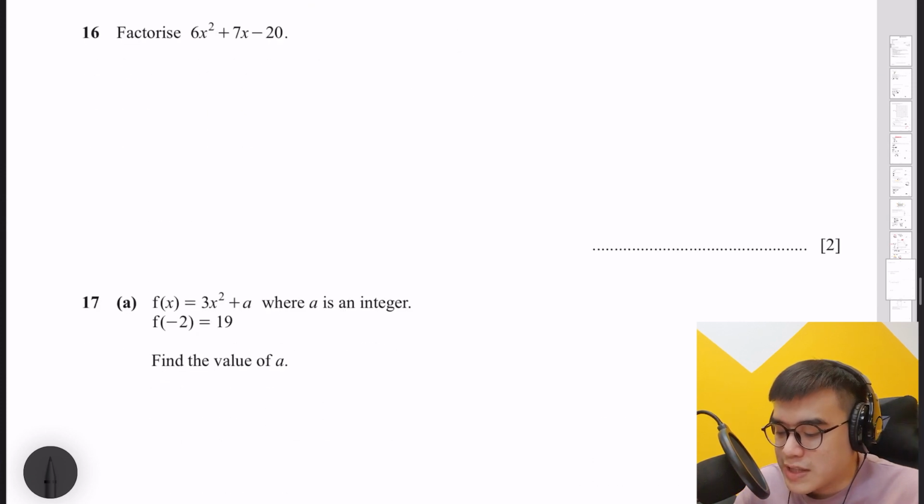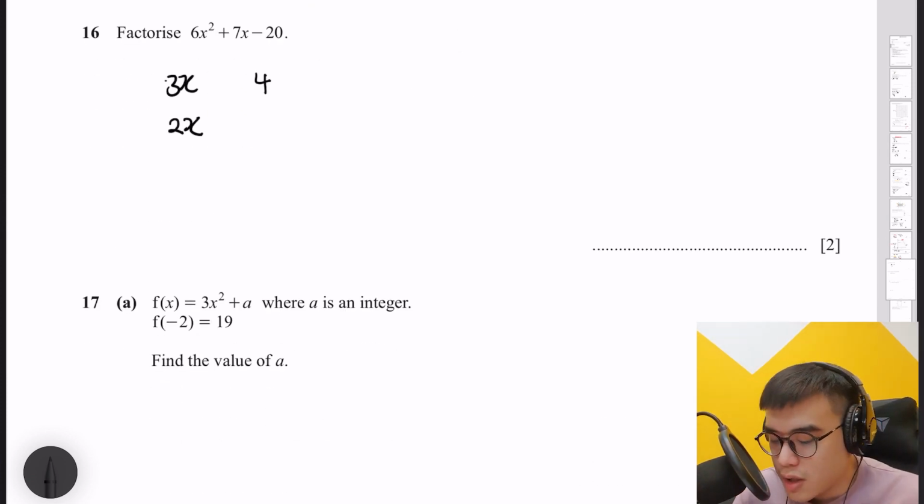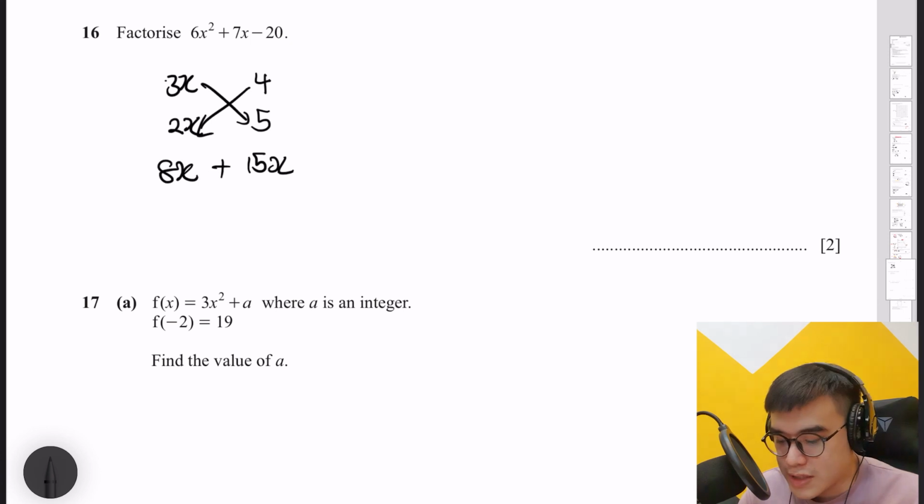For question 16, so this one is basic factorization. You should be getting 3x minus 4 and 2x plus 5 for this.